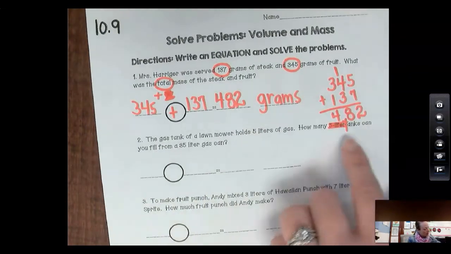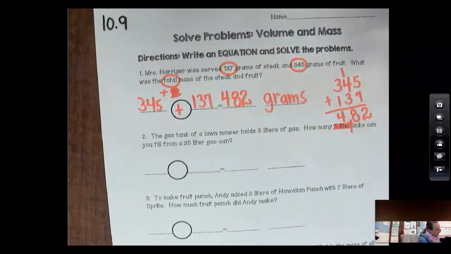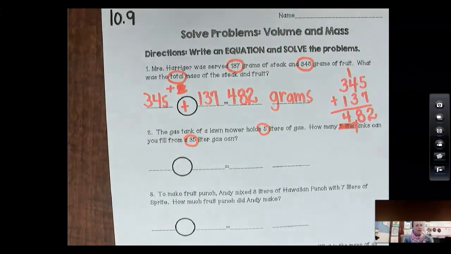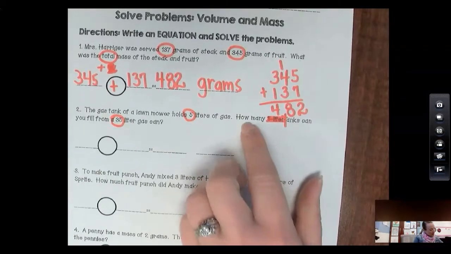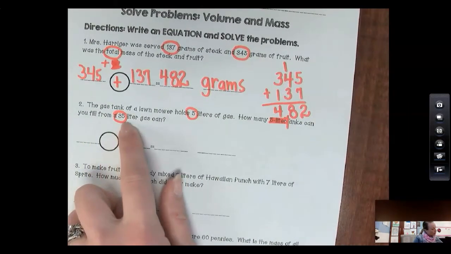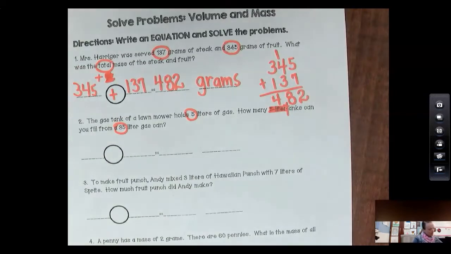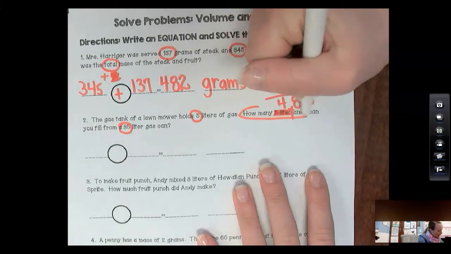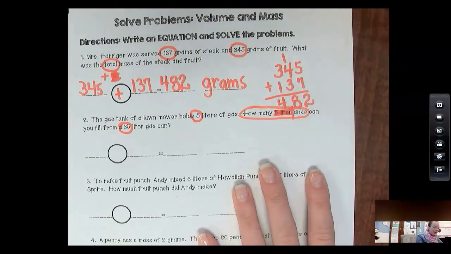5 liters, 5 liters. All right, so I see my numbers here. I see 35 and I see 5. Now, what else do we see? Do you see any keywords? Typically, our keywords are in the last sentence. How many tanks can you fill from a 35-liter gas can? Well, I see the words, how many tanks? Can you circle that for me?